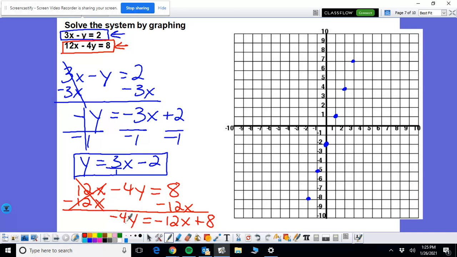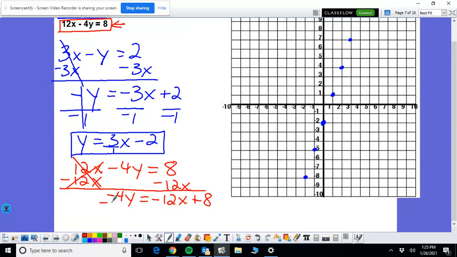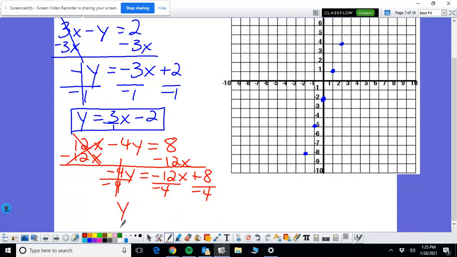Now we got to get rid of that -4. Divide by -4. So that becomes a 1, or a 1y, which is what we want. Y equals 3x minus 2. Wait a minute.